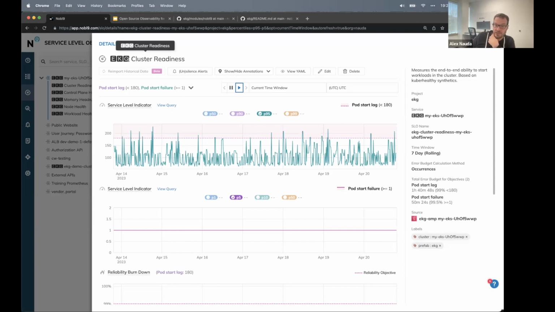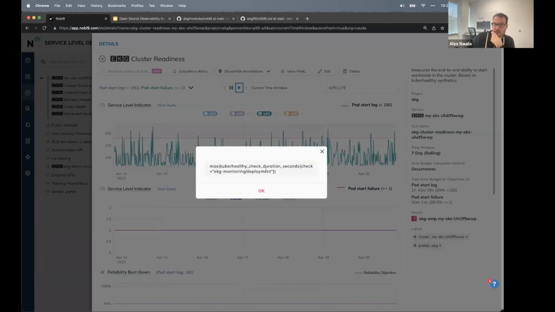This first one is called cluster readiness. In Nobl9, if you're not familiar with Nobl9, what you'll see is that we have a service level indicator. So we're charting the data that comes in. This data is from a Prometheus query. This is using a framework called Kubernetes. Kubernetes is an open source Kubernetes operator that essentially provides Kubernetes synthetics.